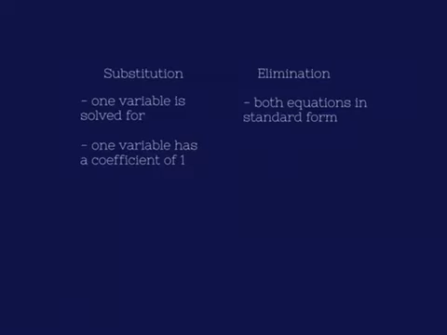For elimination, if both equations are already set up so that they're in standard form, which remember means that we have x and y on one side and our constant on the other, then it might be easiest to use elimination. And if none of the variables in either equation have a coefficient of 1, then it's definitely going to be easiest to use elimination instead of substitution.